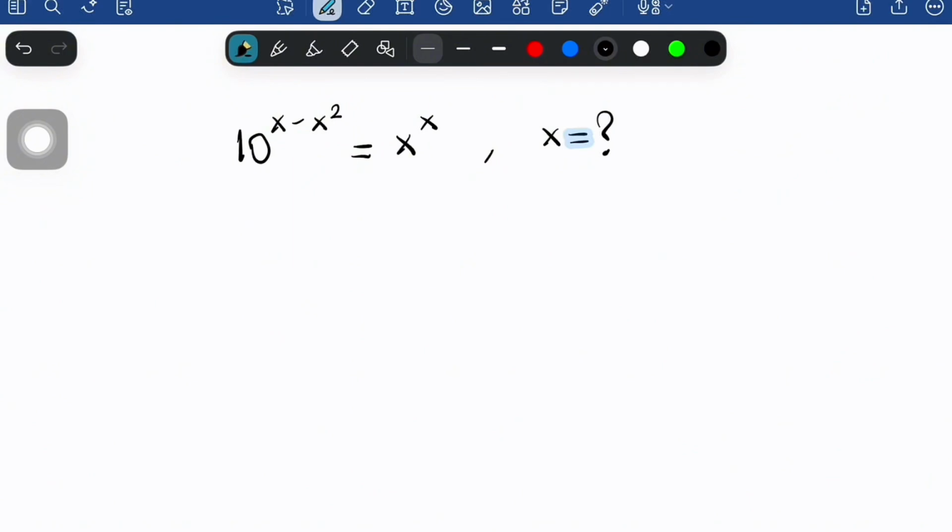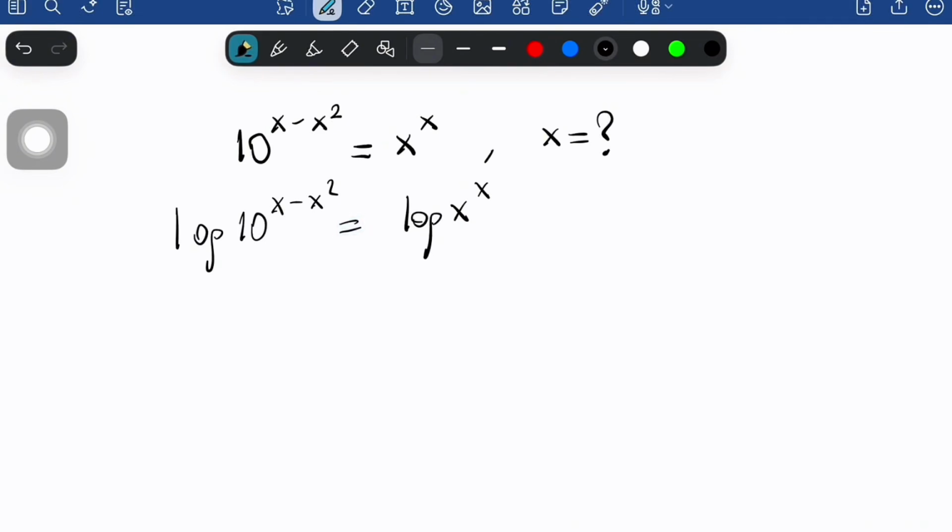Two exponential functions are here. We need to think about the logarithm of both sides. Let's try taking the logarithm: 10 to the x minus x squared is equal to x to the power of x. Of course, if we use the features of logarithm here, our operations will be easier.